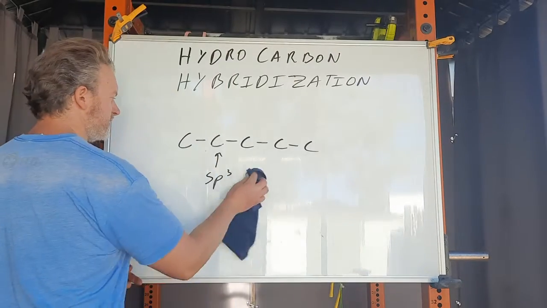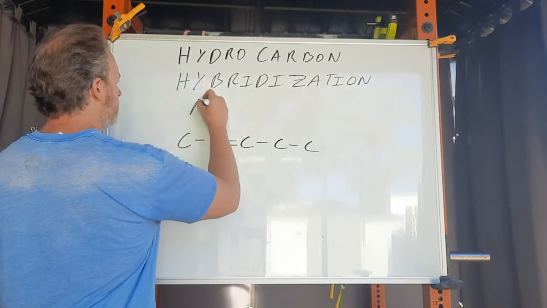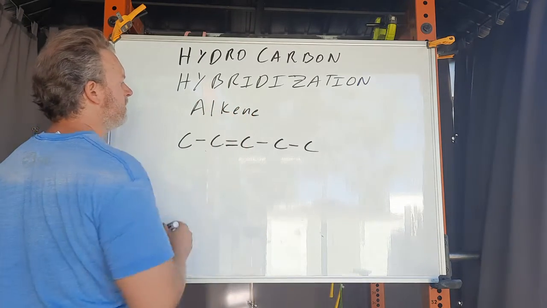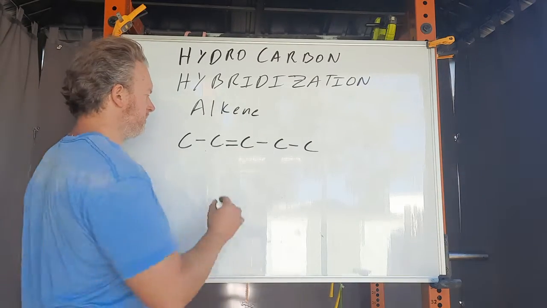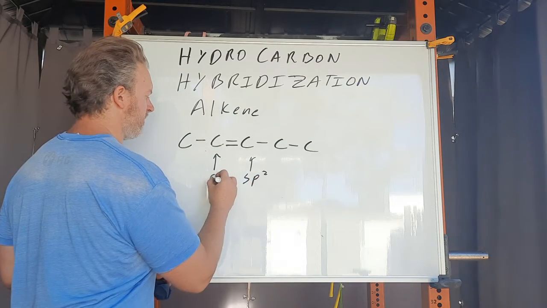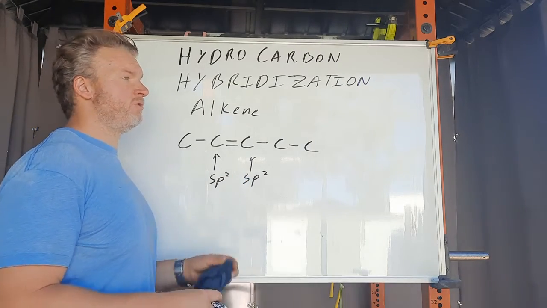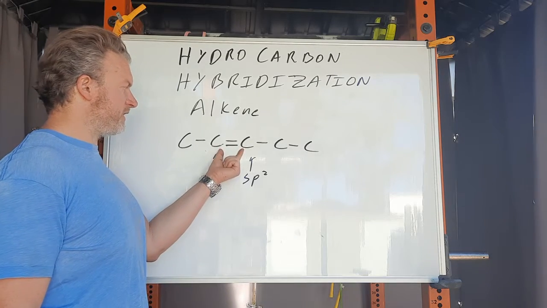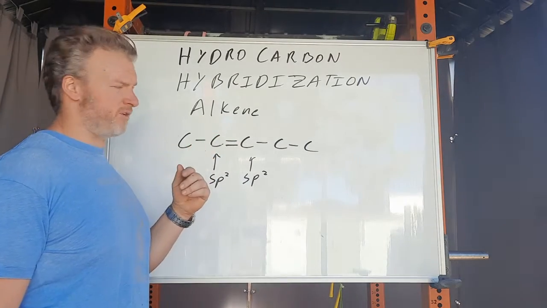Now, if we add a double bond to this and make it an alkene, we now have limited the rotation at this point of the molecule. We have sp2 hybridized carbon atoms, and these sp2 hybridized atoms, now the double bond is a little stronger. These are a little closer together because it's a stronger bond, but it also has limited rotation.